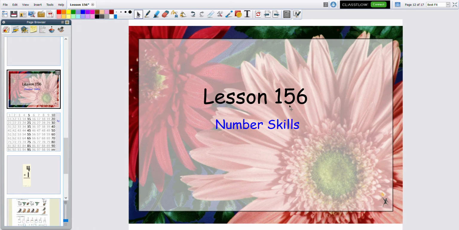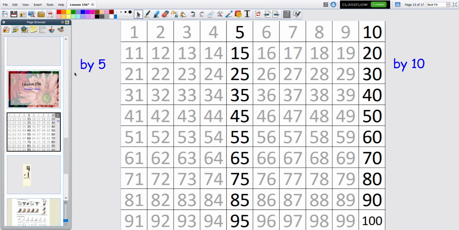This is lesson 156, number skills. Okay, let's look at the next slide. We have counting by fives and counting by tens. So we can use the same chart for both because this has 5, 10, 15, 20. But these are the tens. So we're going to do back and forth on these, and then we're going to do just the tens.